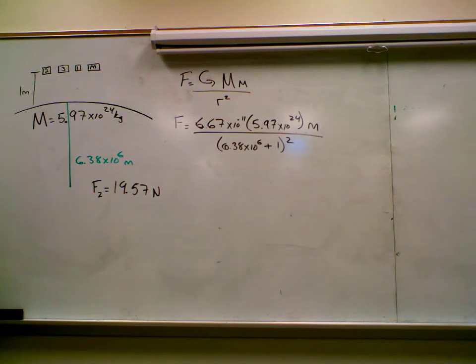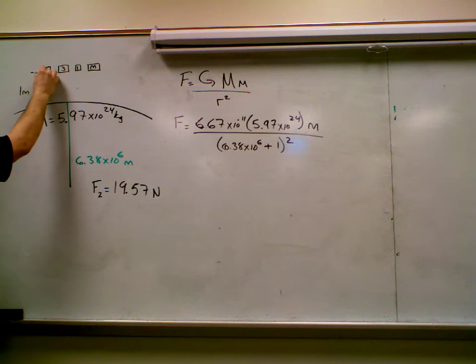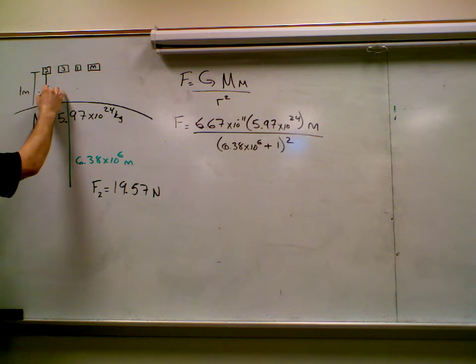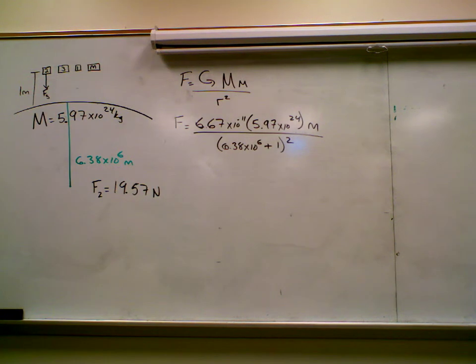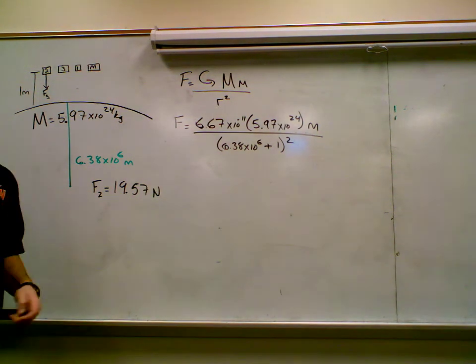Which way is that force directed? Down. So if I were to drop the 2 kilogram mass, it would fall this way, right? Because it's the force of gravity. Does that make sense? So now this is the force of gravity on the 2 kilogram mass.